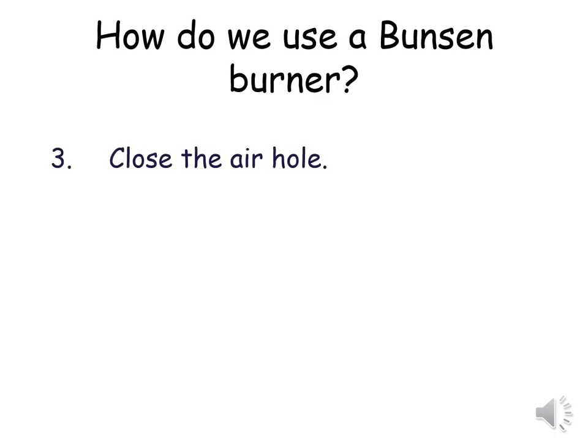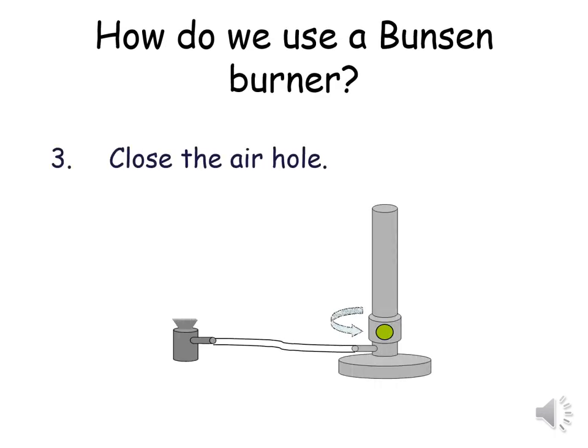The third step is that we would make sure that the air hole on the Bunsen burner is closed. This is so that we are using the safety flame. Before you use your Bunsen burner to carry out any type of practical, you would need to make sure your Bunsen burner is set to the safety flame. That is a bright orangey glowing flame. That way, when you are not using your Bunsen burner, you can always see the flame.